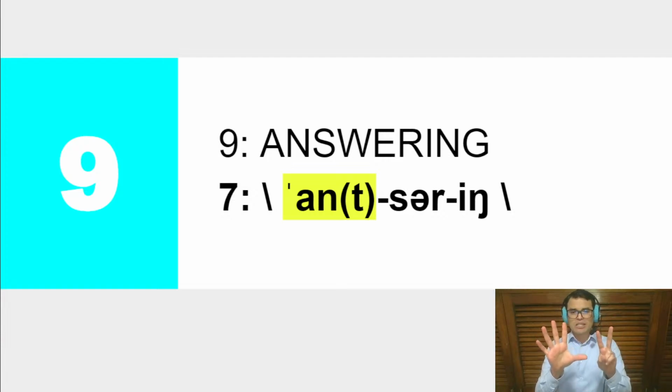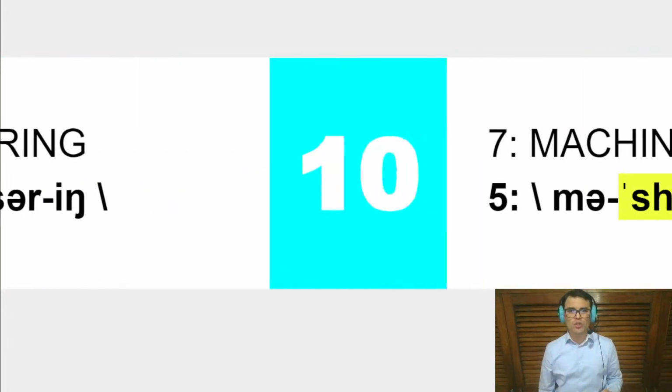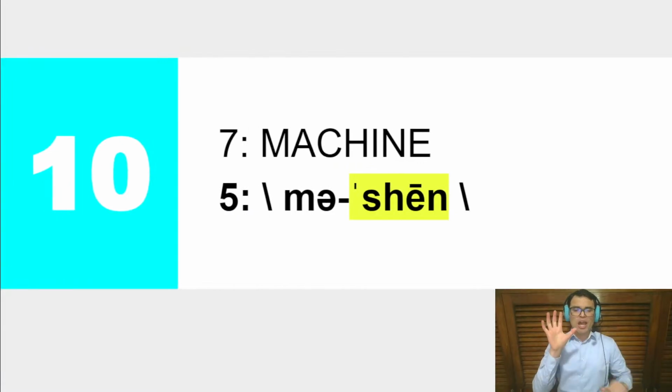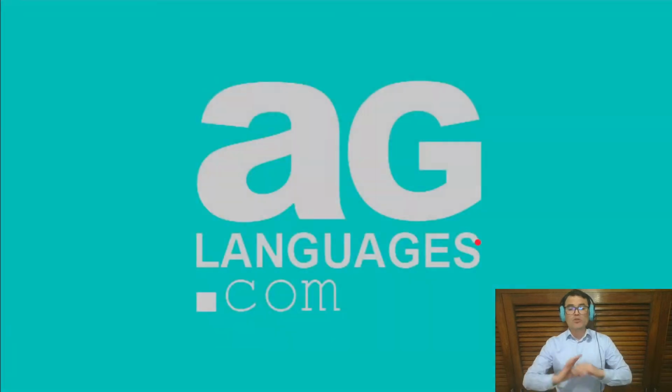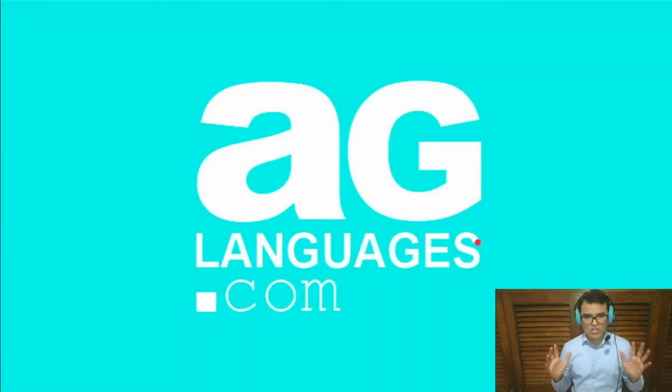9 letters, but 7 sounds, 3 syllables. The first syllable is a, the second syllable has a, and the third syllable has e. So answering, answering, and you see N and G together. Answering. Good. And this one, 7 letters and 5 sounds, 2 syllables. The second syllable is the stressed syllable. In the first syllable you have schwa, a. In the second syllable you have e. Machine, machine.